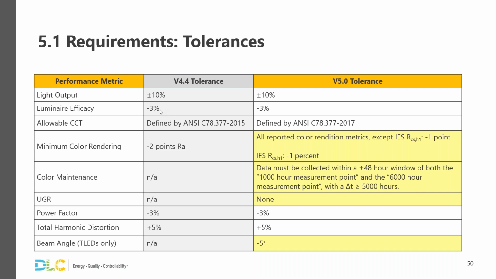However, not every tolerance is a percentage. You can see that for minimum color rendering, you have a -1 point for color rendition metrics, unless it is CSH1, then it is a percent. Then color maintenance has its own kind of tolerance. So I encourage you to take a look at the tolerances listed in the technical requirements tables to get a better understanding of how tolerances apply.